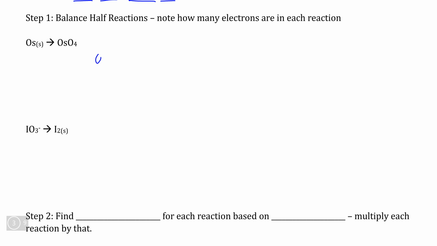Since both the reactants and the products of the first half reaction contain only one osmium, we're done balancing the major atoms in our first reaction. However, we can see that in our second reaction, elemental iodine has two iodine atoms in it, so we need to balance the iodine in the reactants, but with a coefficient of 2 here.